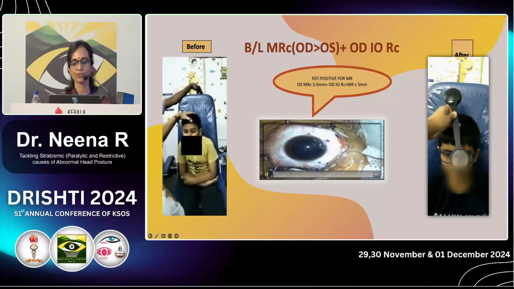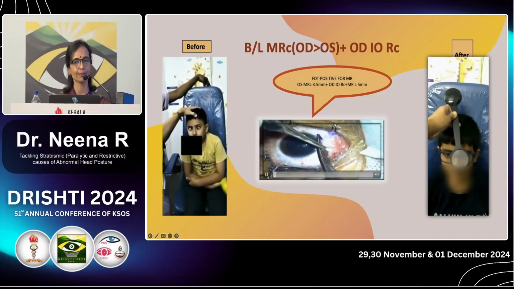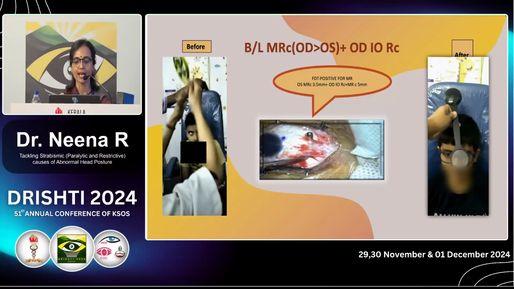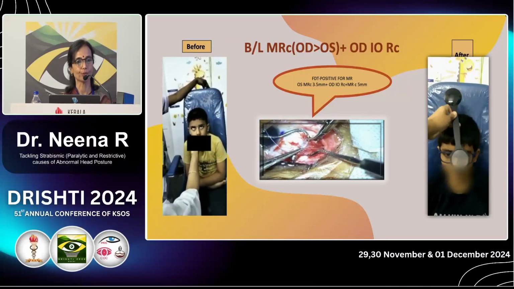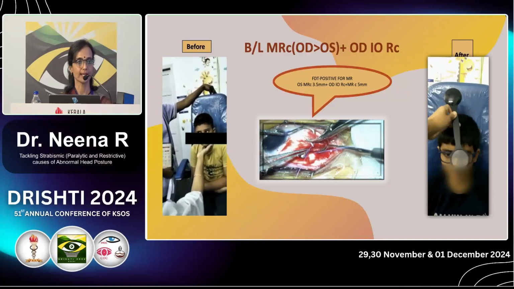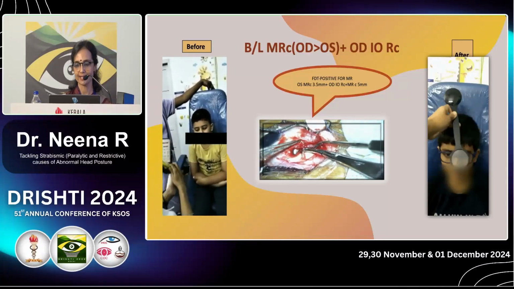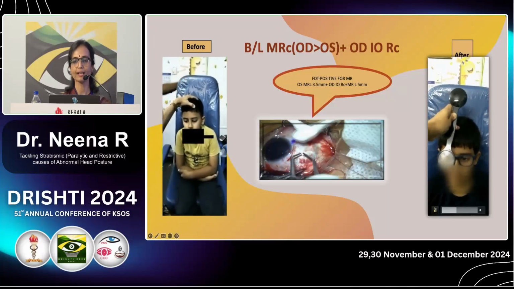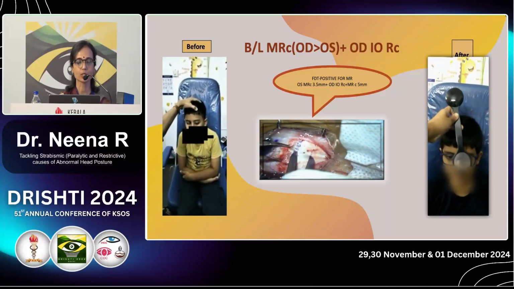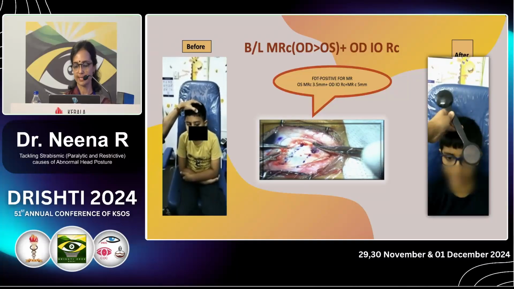His FDT was positive for medial rectus. We did a small medial rectus recession in the left eye and a larger recession in the right eye. Along with that, we weakened the inferior oblique of the right eye because he was amblyopic and he was fixing with the DRS eye. So you can see that post-surgery, his head posture improved very well. He was quite happy, and his squint also became much better.